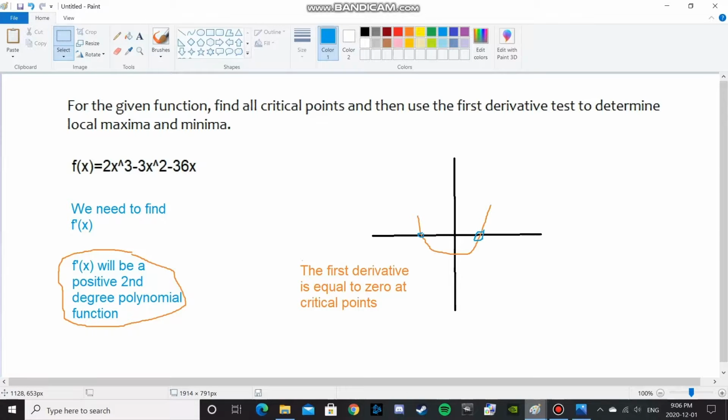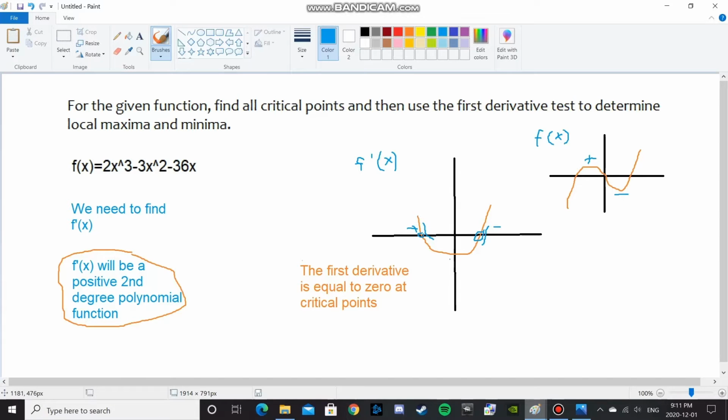From this graph of the first derivative, we can figure out the local maxima and minima of the original function. Recall that the first derivative is equal to 0 at any critical point. If we analyze the graph of the first derivative further, we can determine whether each of these points is a local maxima or minima. Here, the first derivative is going from positive to negative, which means that this is a local maximum. Here, the first derivative is going from negative to positive, making this a local minimum.